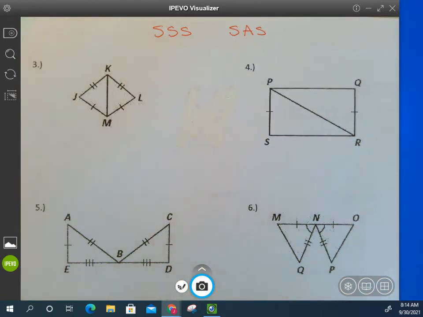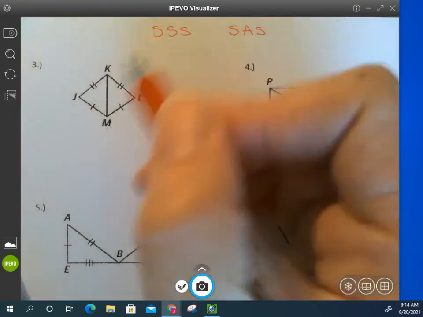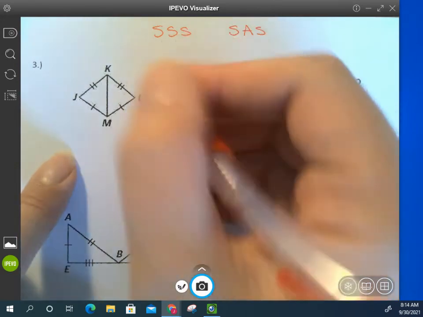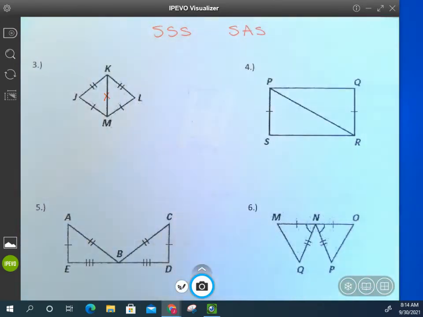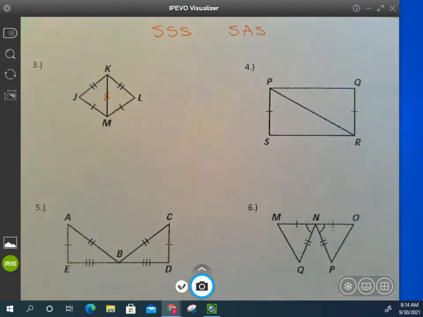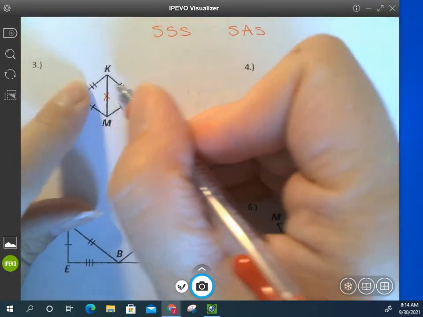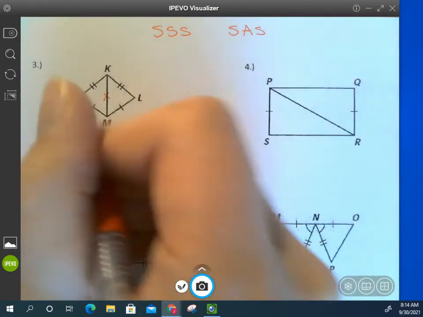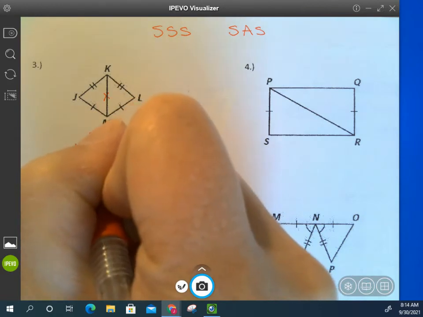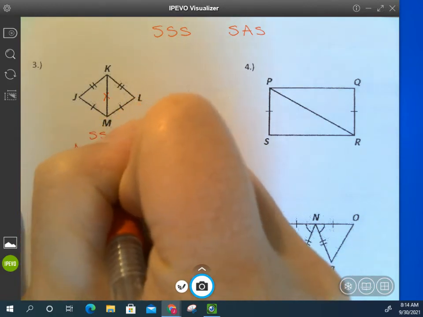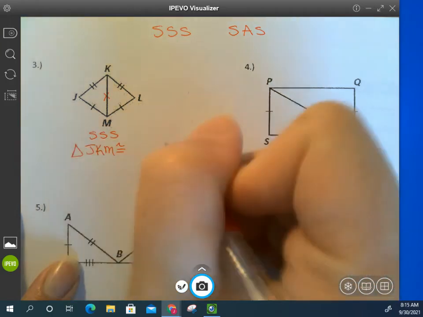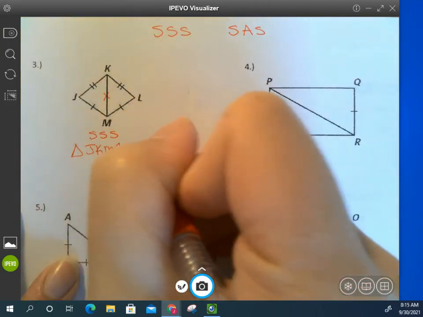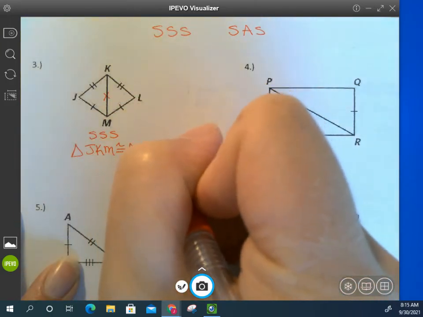All right, so looking at these, we're trying to determine... now I have 2 sets of sides marked, but you guys see that this is congruent to itself. So I really have 3 sets of sides. These two, and this is congruent to itself. So these triangles are congruent by side, side, side. The triangle congruent statement is triangle JKM, and we need to pair it up. So I started with J, I'm going to start with L to triangle LKM.